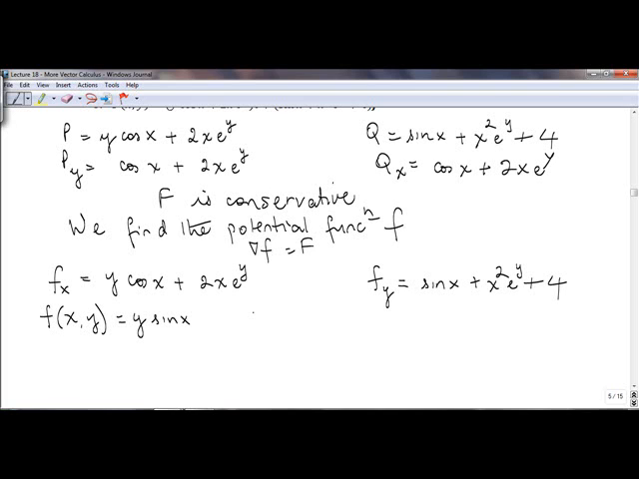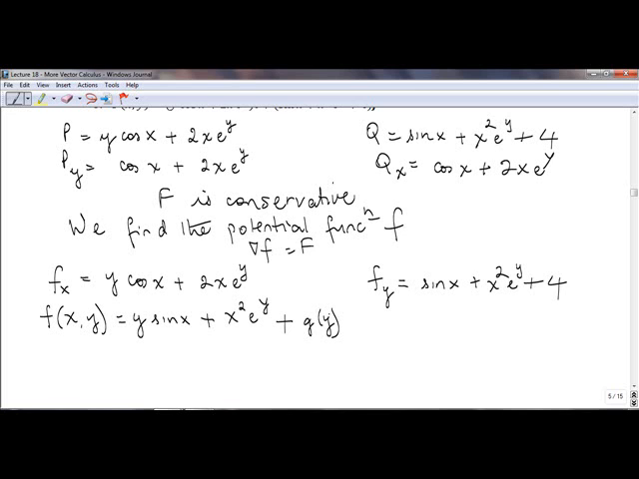Just know that when you partially differentiate what you got, you should get what is in f sub x. Okay? Next term. Partially integrate this with respect to x. X squared e to the y. Beautiful. What do we add? G of y, because the y is a constant. Okay? So we have our potential function, but we need to find g of y.